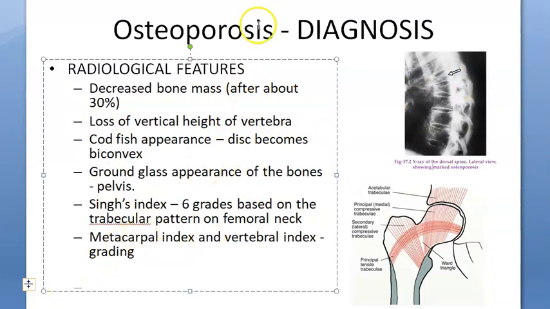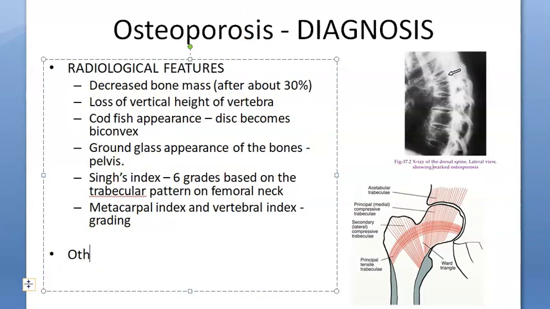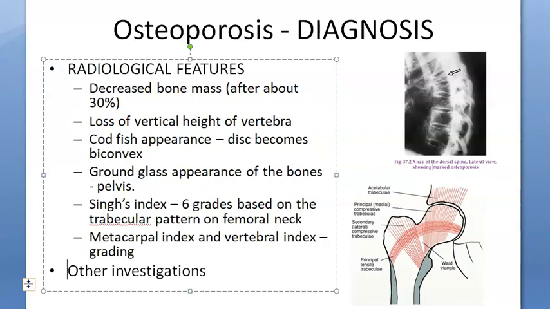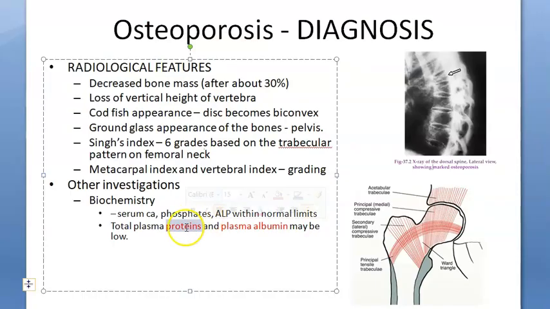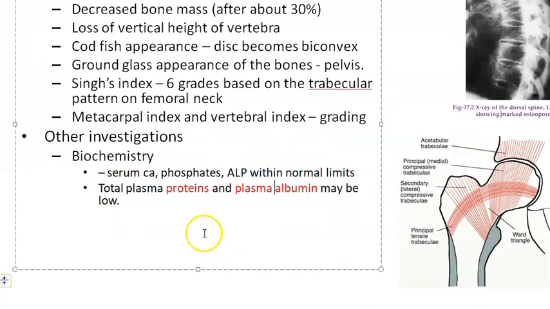Now let us go to other investigations that you will do. Think, what other investigations can you do for these people? What do you think is wrong? They'll have less protein and albumin. Basically they don't have a problem with calcium levels. So the ALP, calcium, phosphate, all these levels are normal.